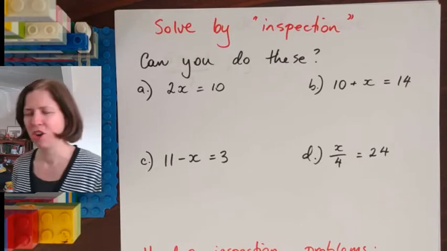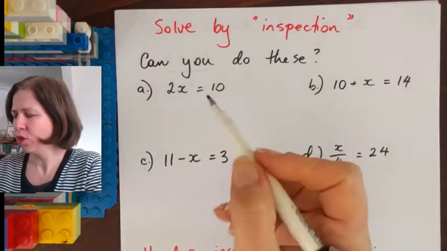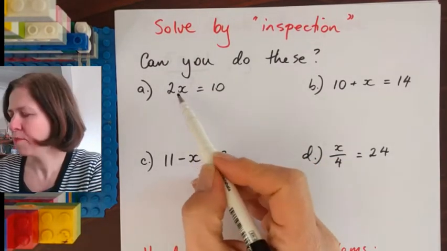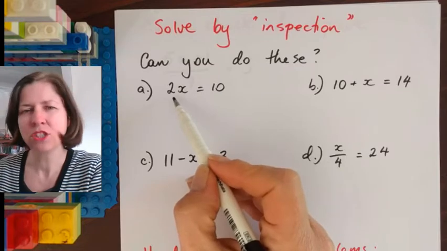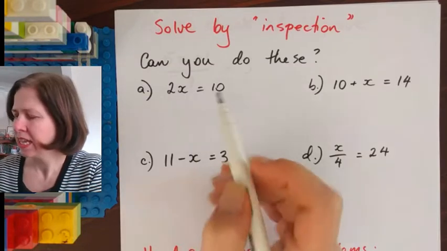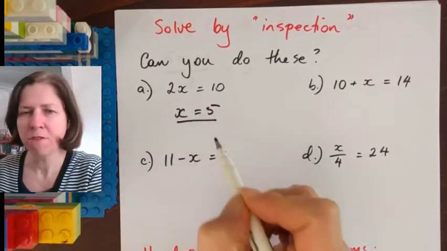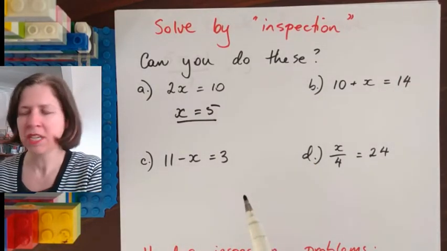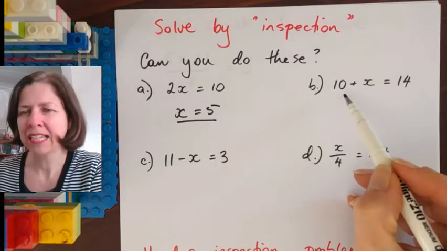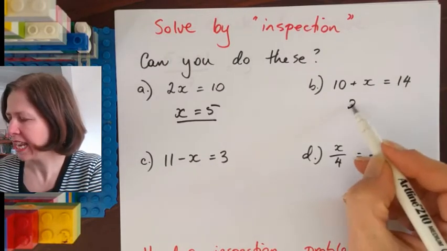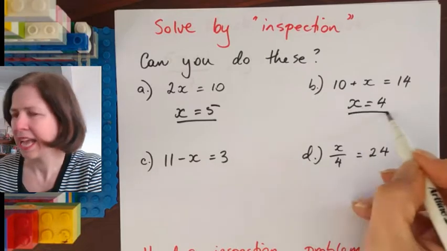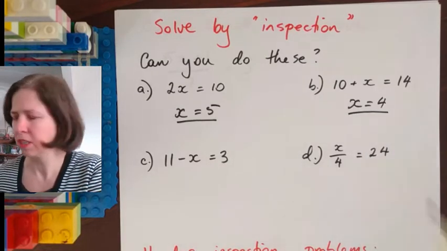Okay, hopefully you've paused. So what I'm looking at here is 2. Remember that this is times. This is 2 times a number equals 10. So in this case, x is going to be 5 because 2 times 5 gives me 10. Here I've got x plus a number gives me 14. So I know that that number has to be 4. That's the solution to B.